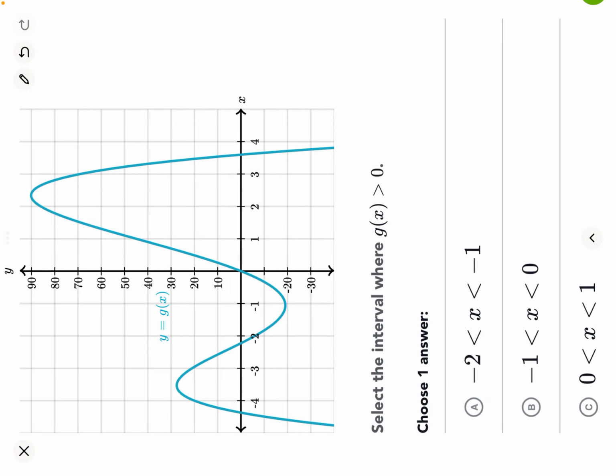Let me get this oriented. All right, so what we're trying to find is the interval where the function g of x is greater than zero. So what we're looking for is where the graph is positive. In order to find intervals, the very first thing we need to do is put a vertical line where the graph crosses the x-axis, because that's where the graph is equal to zero.